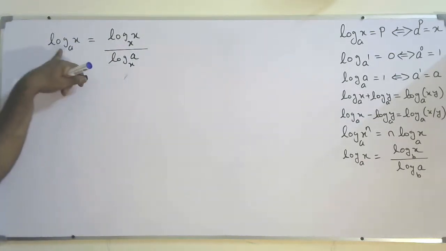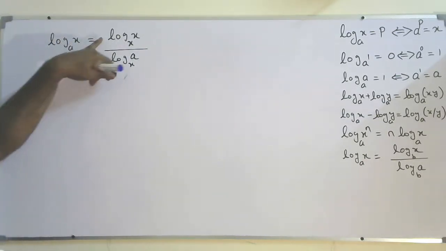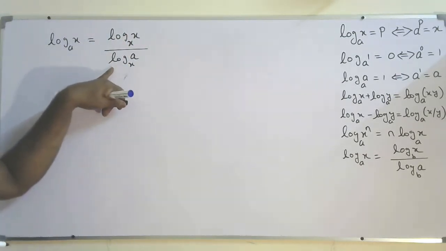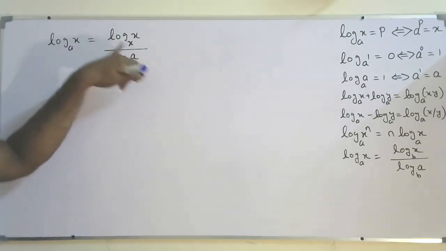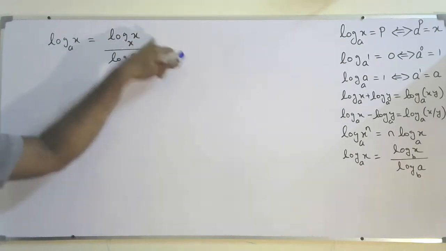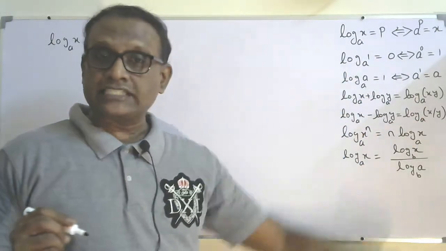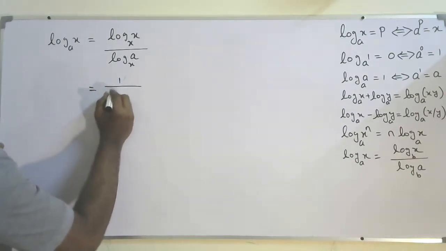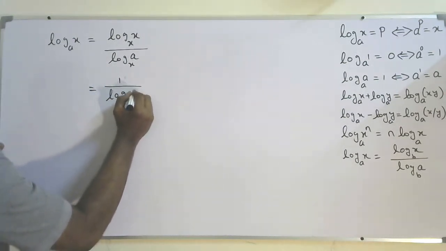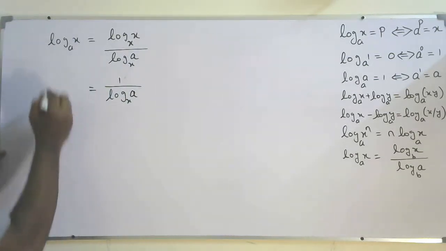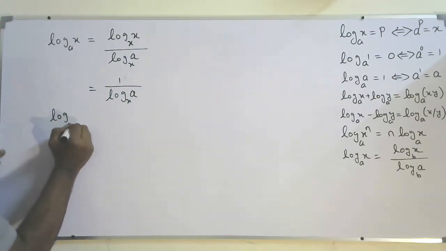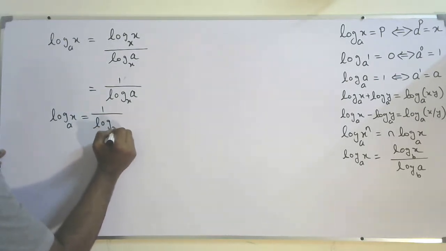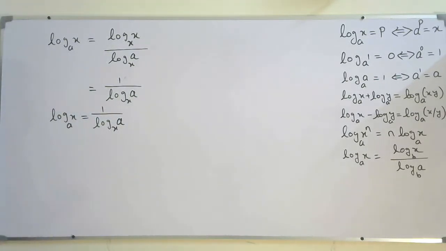If I change this to base x, the base is x, so log x of x divided by log x of a. But we know that log x of x equals 1, just as log a of a equals 1, which I already explained. So this can be written as 1 over log x of a. It looks like a reciprocal: log a of x equals 1 over log x of a. Very useful relationship.